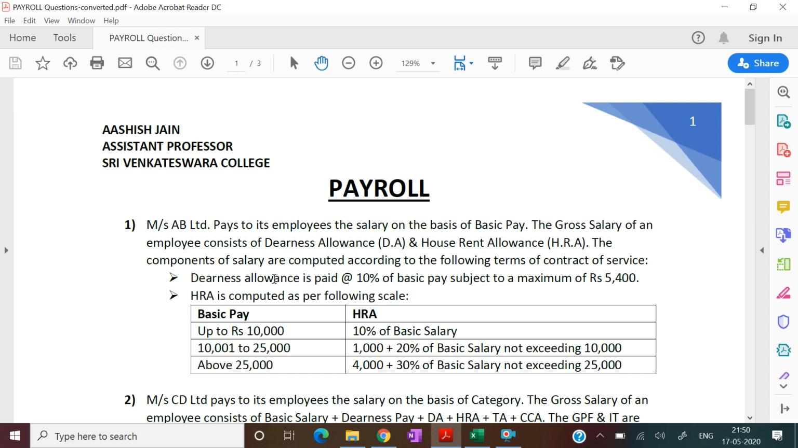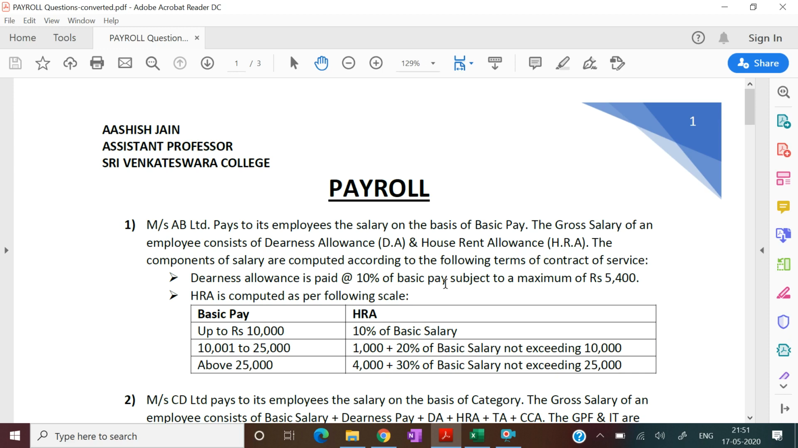The first term and condition is that DA is paid at the rate of 10% of basic pay, subject to a maximum of rupees 5,400, which means DA is paid at 10% of basic pay, but the whole amount can't exceed rupees 5,400. So here we will use a function which is called the min function. I will tell you later how to use it.